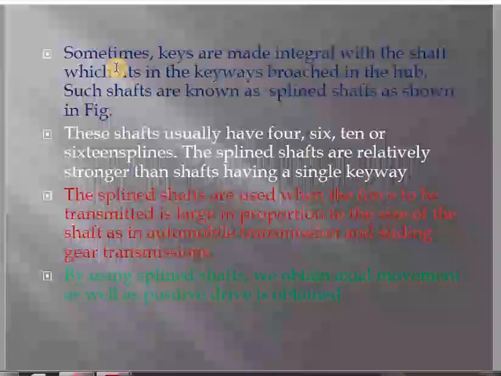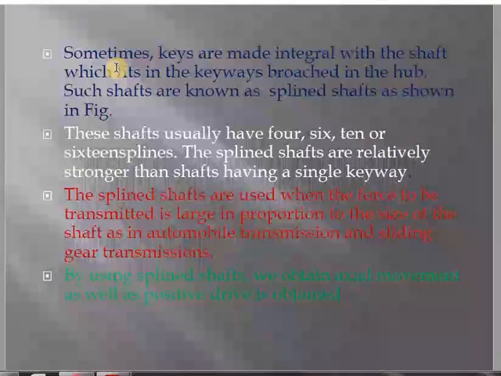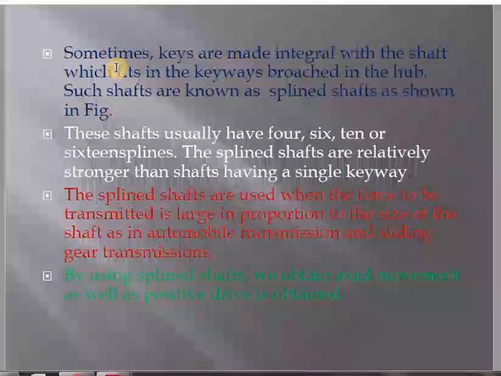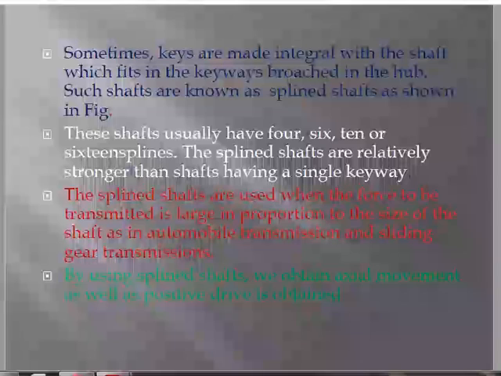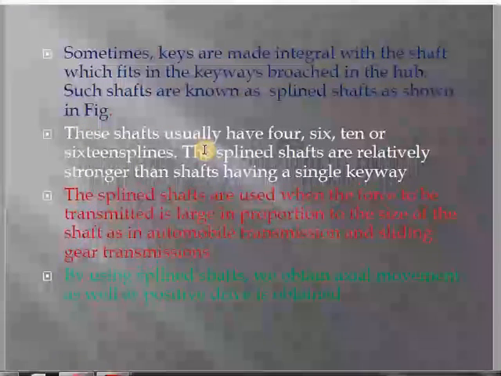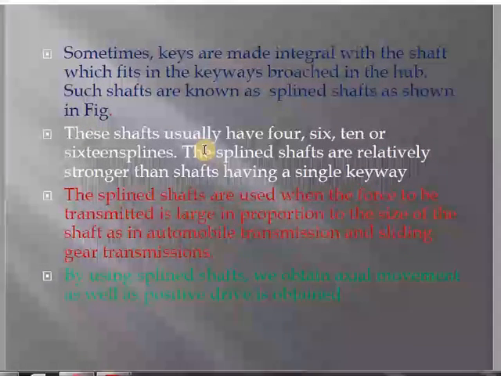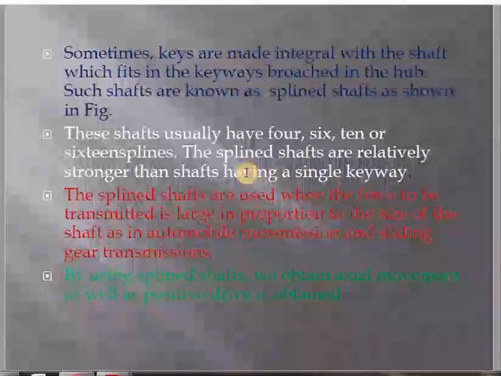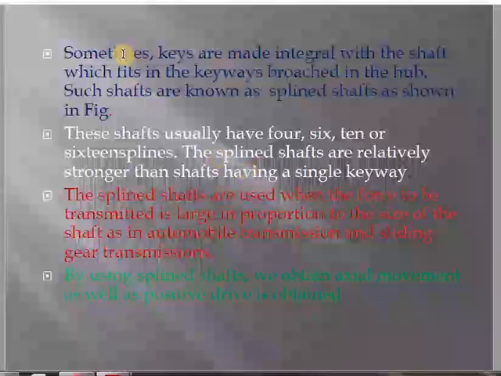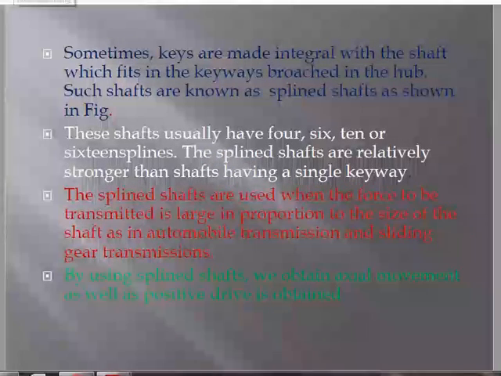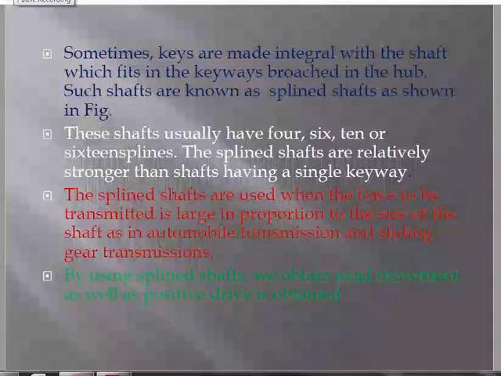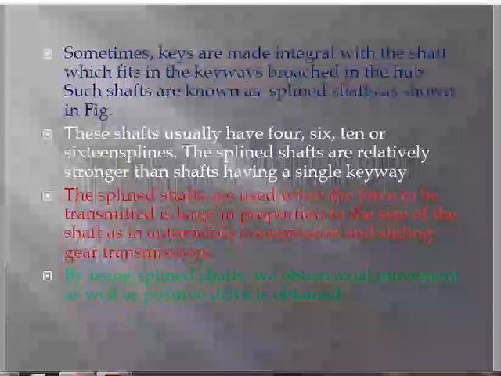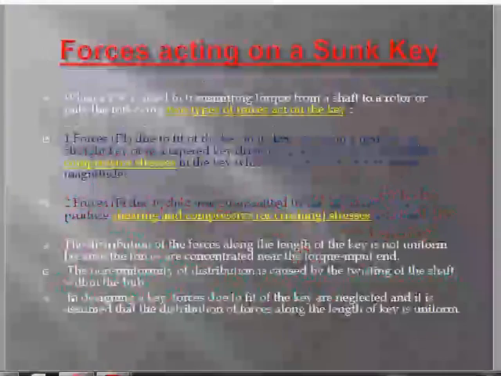The thing to be noted here is that using these splines we can transmit more torque than the size of the shaft would normally allow. These shafts usually have 4, 6, 10 or 16 splines. The splined shafts are relatively stronger than shafts having a single keyway. Using these splined shafts, we can obtain axial movement as well as the positive drive of the shaft.